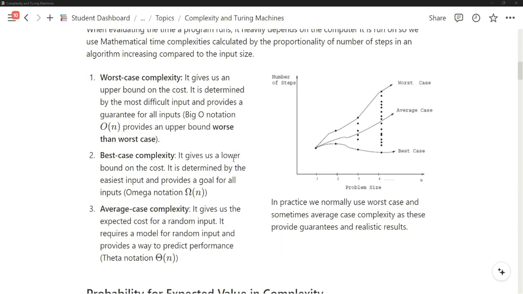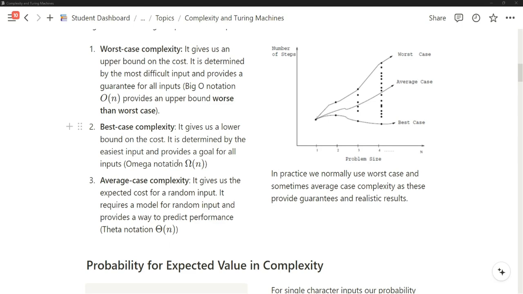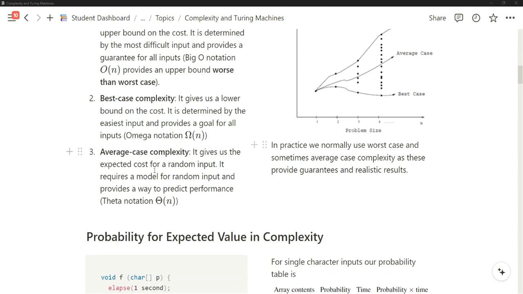Okay. So there are three kinds of complexity, the three different notations that we need to know according to the topic list that they gave us. Worst case complexity gives us the upper bound, and it's given by Big O. That's what we know already. Best case complexity gives us the lower bound. It's given by omega notation, and average case gives us the expected cost of a random input. So not worst case, not best case, any input we can give. What's the most likely complexity? And that's with theta notation.